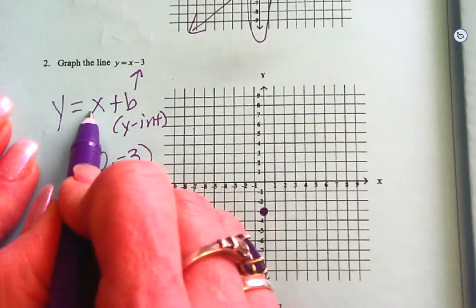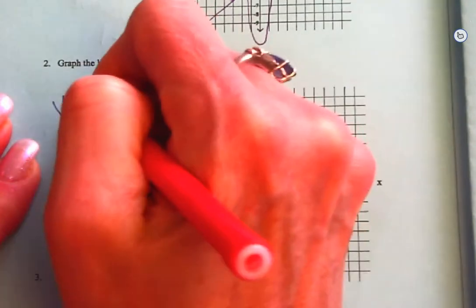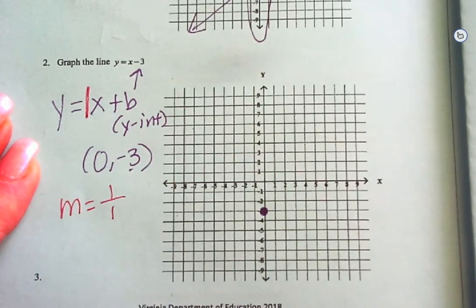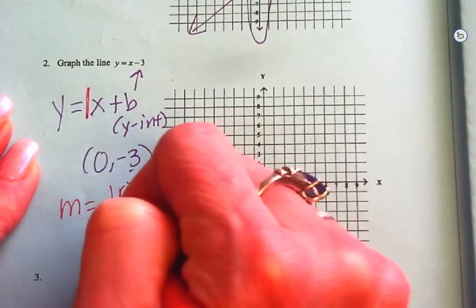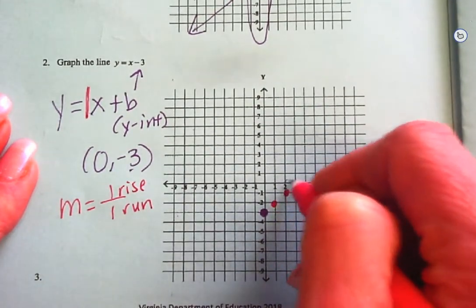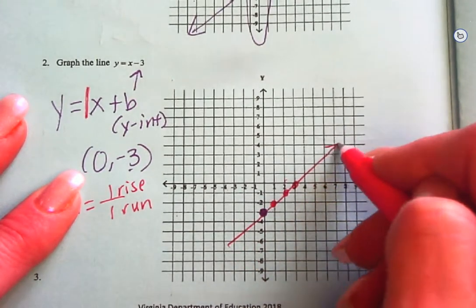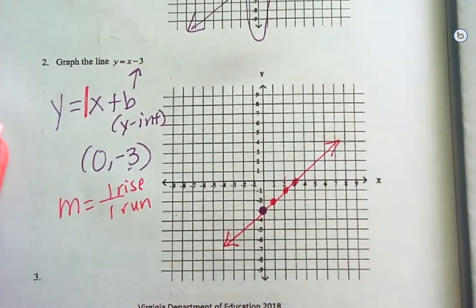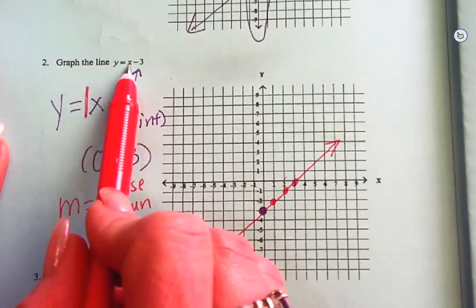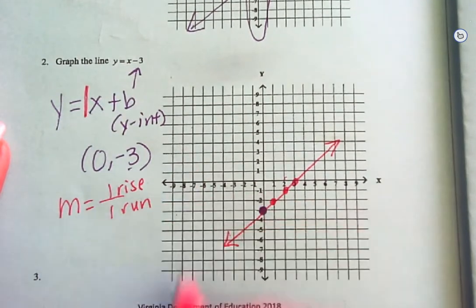And then what's my slope? Do you see what it is? What's in front of that x? Nothing, so that means it's 1. So my slope is 1 over 1. So I'm going to rise and run 1. Up 1 over 1, up 1 over 1, up 1 over 1. And then I'm going to create my line. Okay, so when you're given a y-intercept, you plot that point. If you're given an equation that's additive, that doesn't have anything in front of the x, your slope is going to be 1.